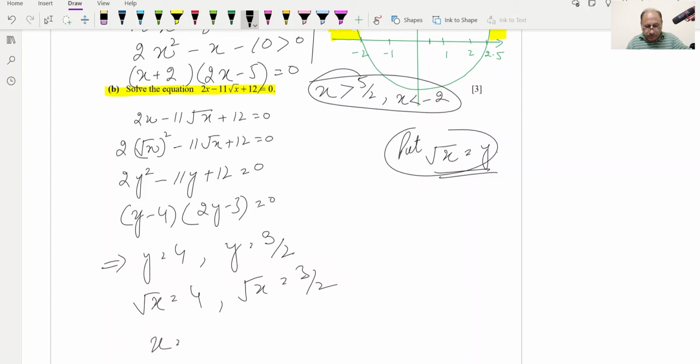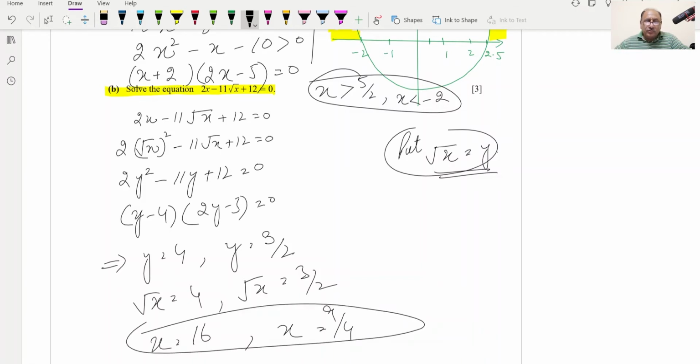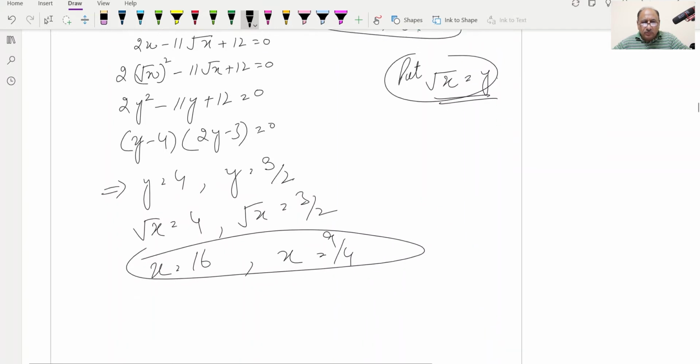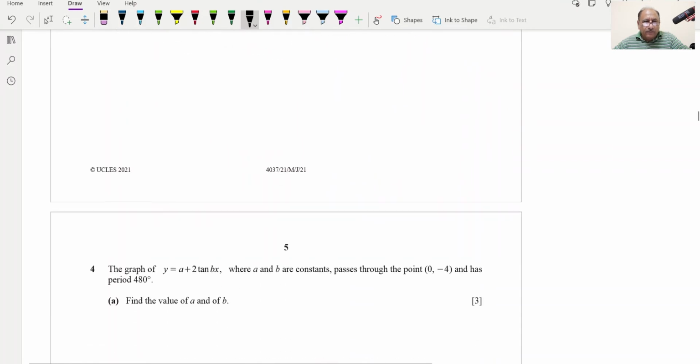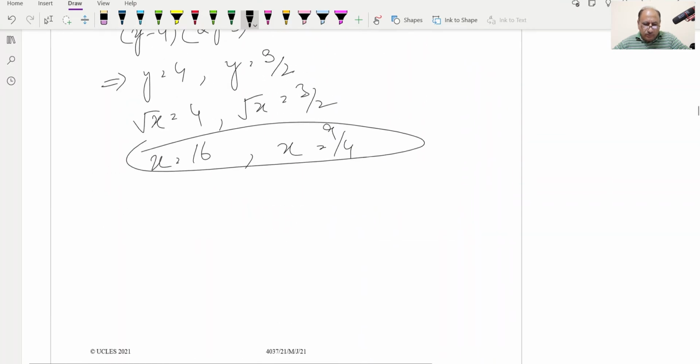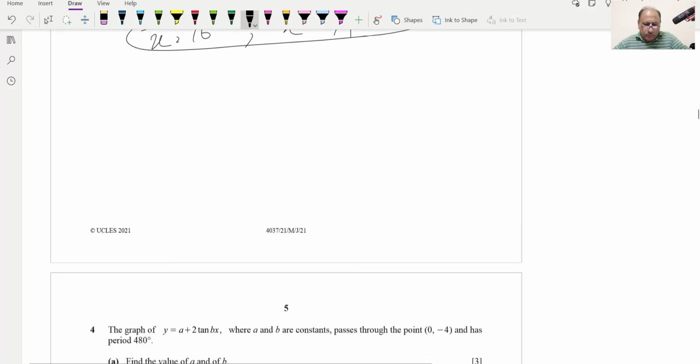X value will be taking square on both sides. X value will be 16 and this x value will be 9 by 4. These will be the two values which we were supposed to find. So we can write this as answer. Negative values basically we are ignoring.